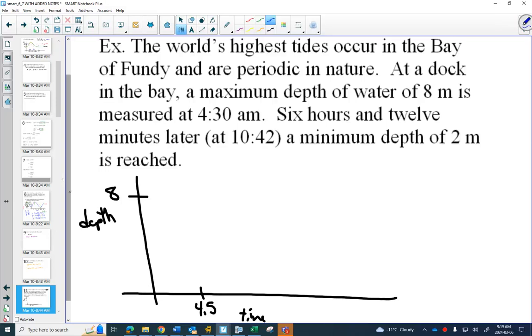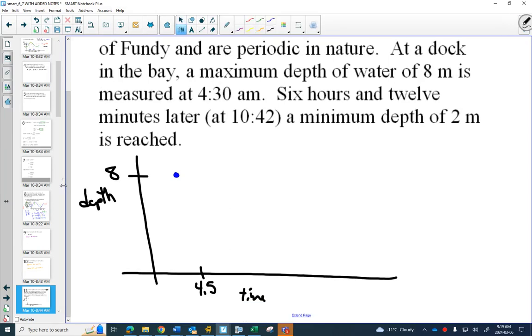Anyways, I'm going to draw this point, and then 6 hours and 12 minutes later, so 6, that's going to be right here. 42, 10 point what? No. No. 10.7, right? So how do we figure that out?